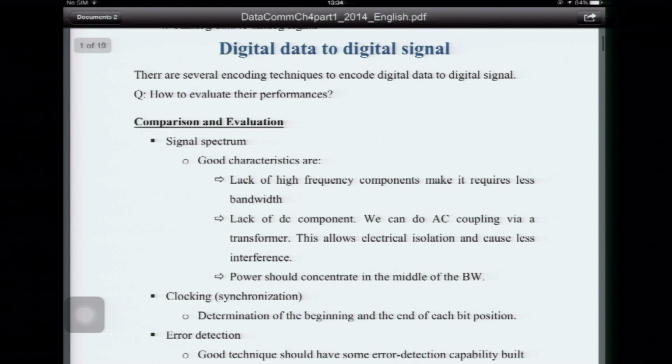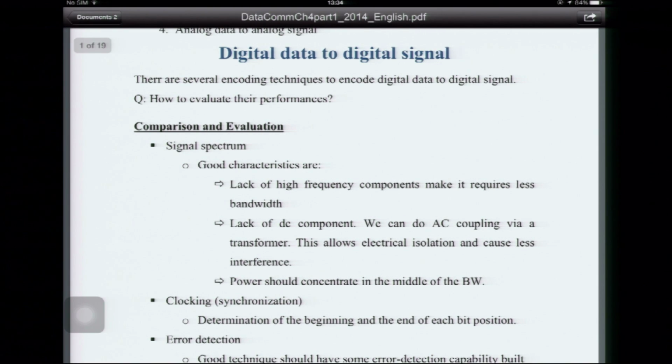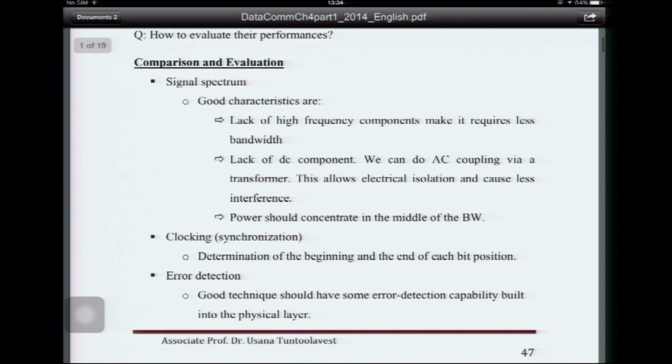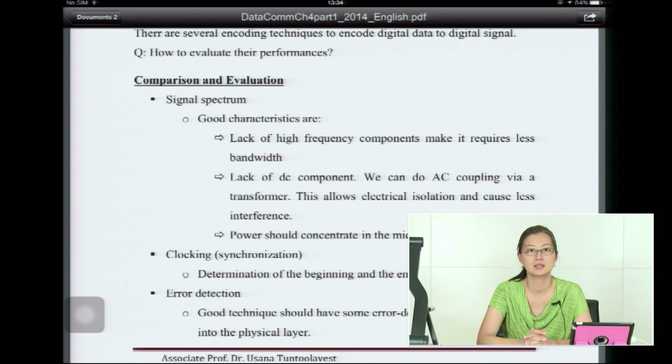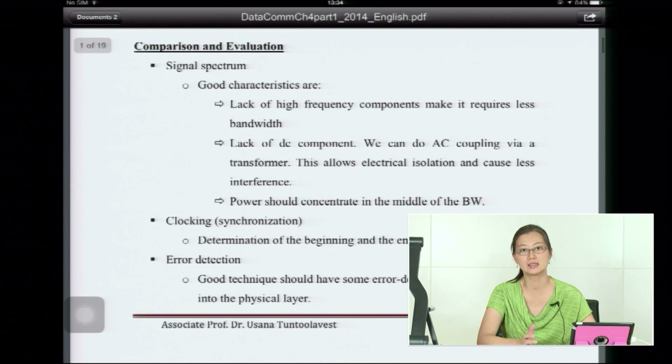There are several encoding techniques that we can use to encode the digital data to construct a digital signal. So we have to compare them. What is the topic that we should use to evaluate their performance? The first one is the signal spectrum.